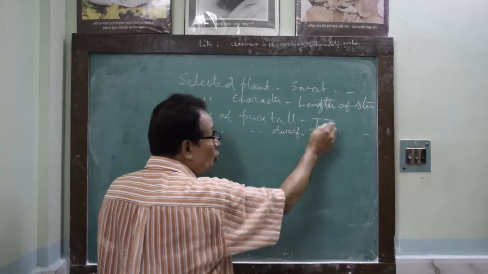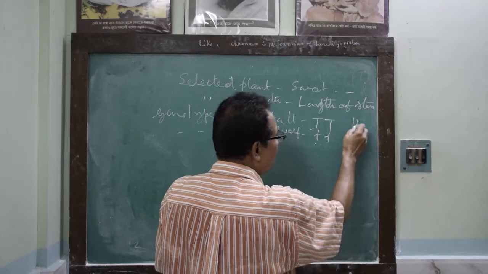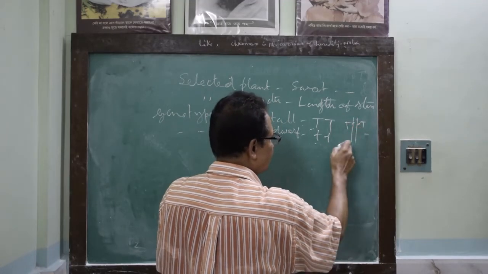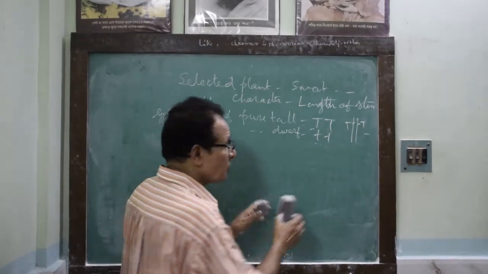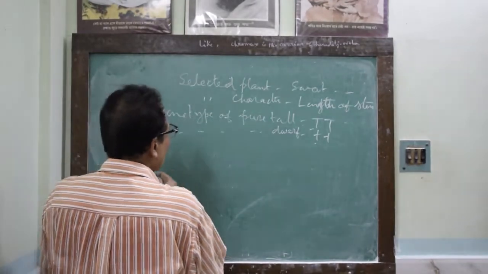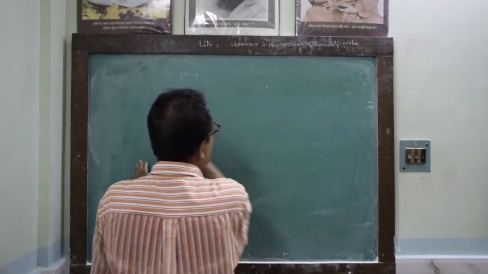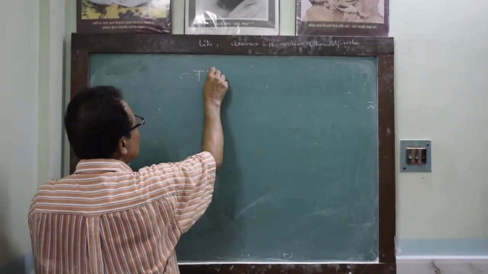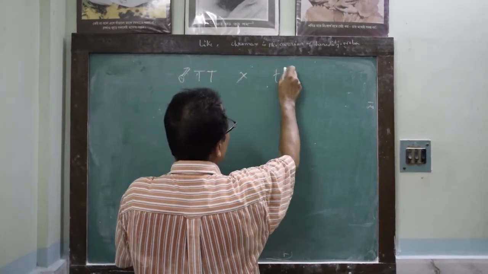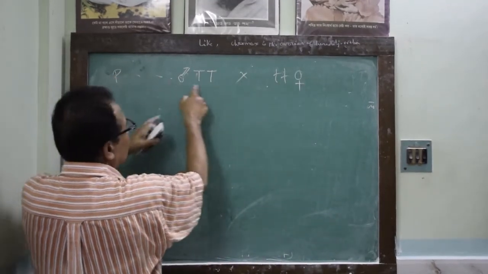Here we take 2 capital T, 2 small t. That means in a homologous chromosome pair, the 2 genes present are similar, that is capital T, capital T. Similarly, small t, small t, and that is why we take the 2 letters. Now he crossed between the pure tall and pure dwarf. The pure tall is the male, symbol of male, and pure dwarf is the female, symbol of female, parental generation, both pure.